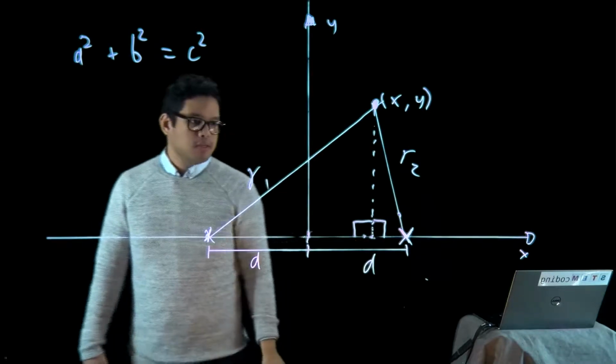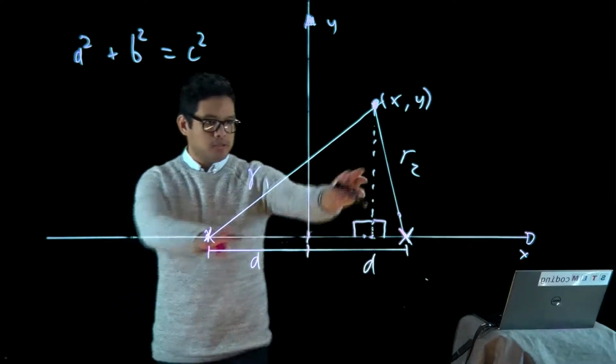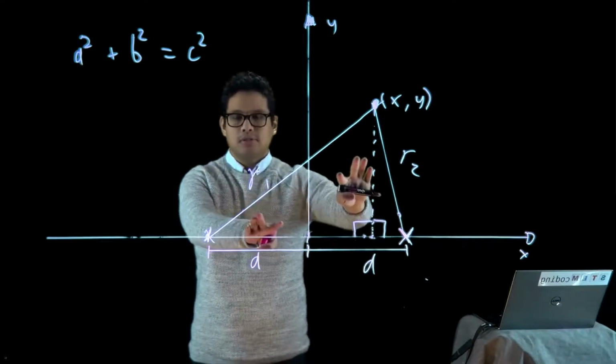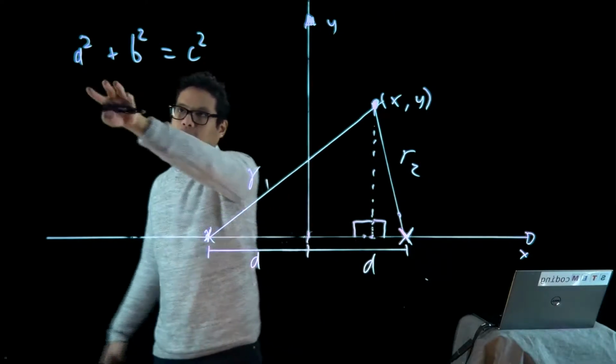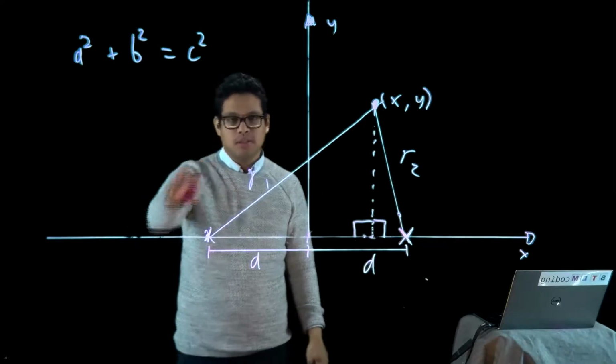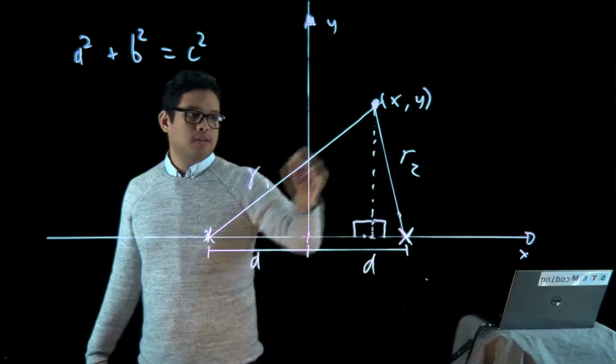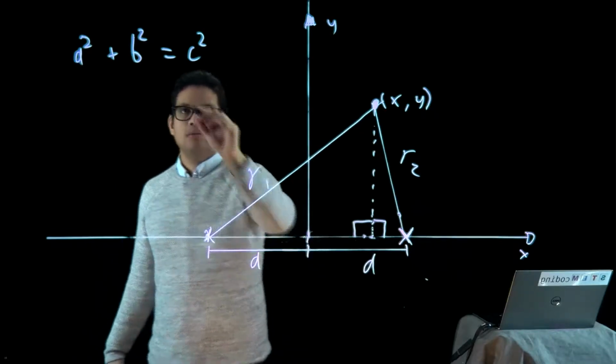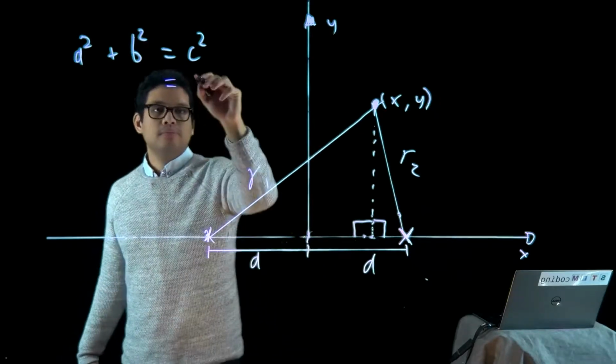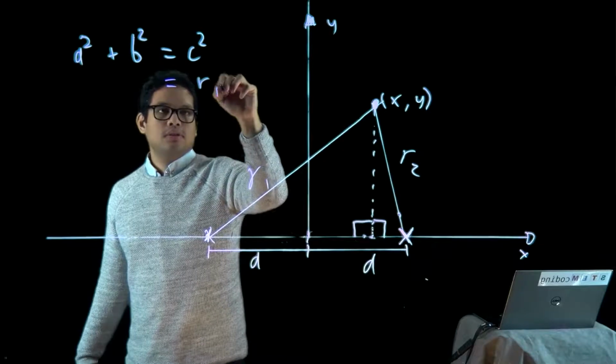All right. So if we look at this right triangle right here, let's see if we can identify which sides are RA, RB, and RC. If we look at this right triangle, we can identify the longest side is this side, R1, which is actually what we're looking for, right? So that's R1 squared.